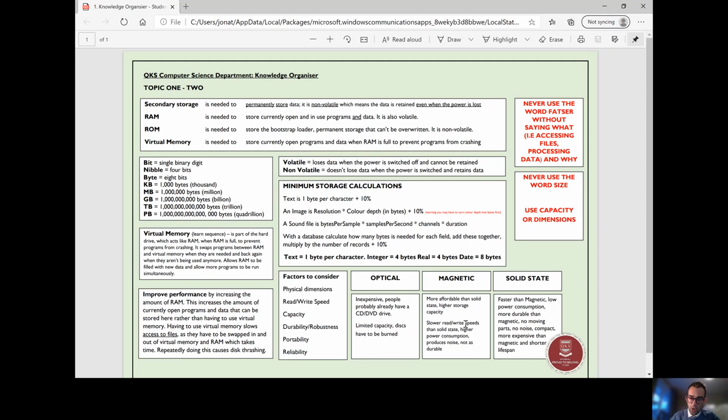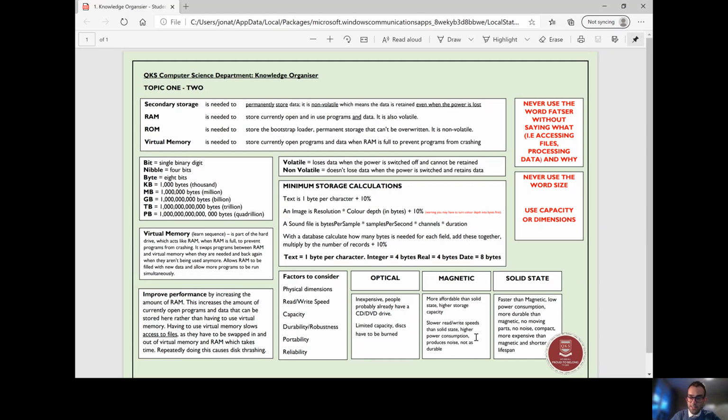Slower read-write speeds in comparison to solid state. Higher power consumption, produces noise because they've got moving parts and therefore are susceptible to damage, and therefore not as durable, but they are reliable. If they're used in a static condition and kept still, they are very reliable.